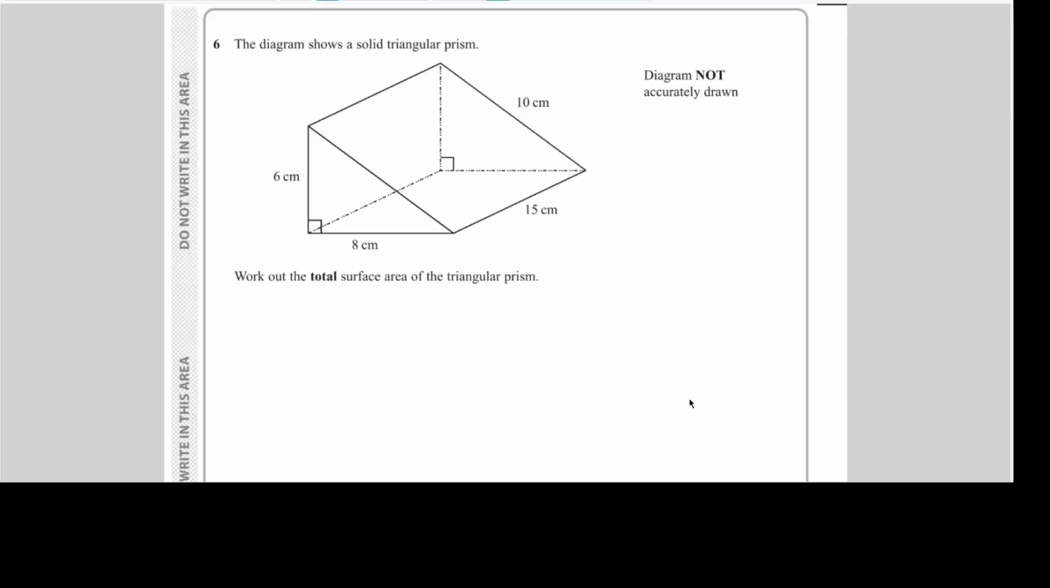Question 6. The diagram shows a solid triangular prism. Work out the total surface area of the triangular prism. What's the meaning of surface area? Surface area is the face, the face that you can touch and feel as well. So, how many surfaces are there that you can touch, that you can find?